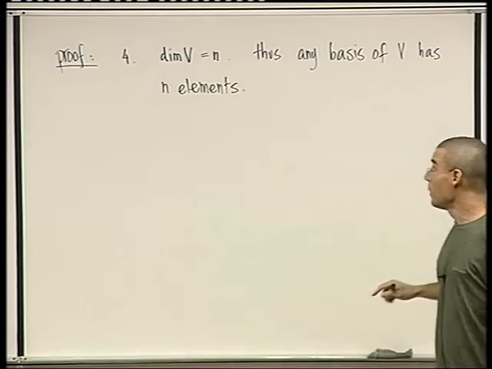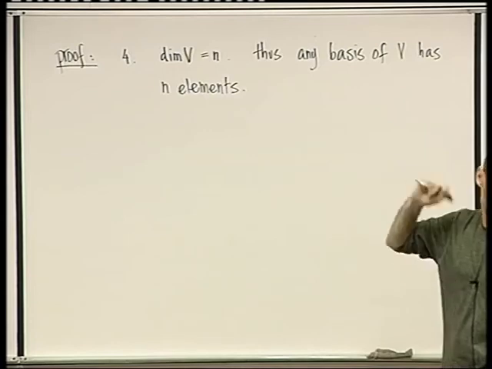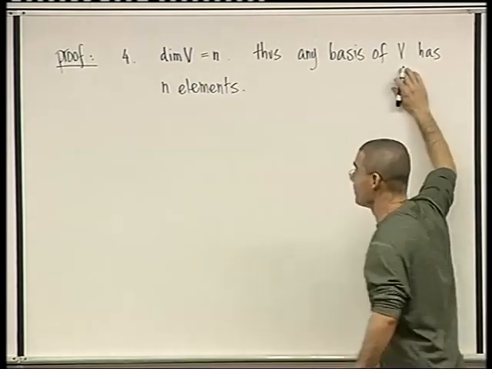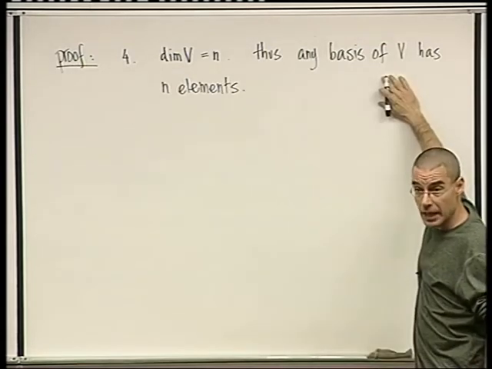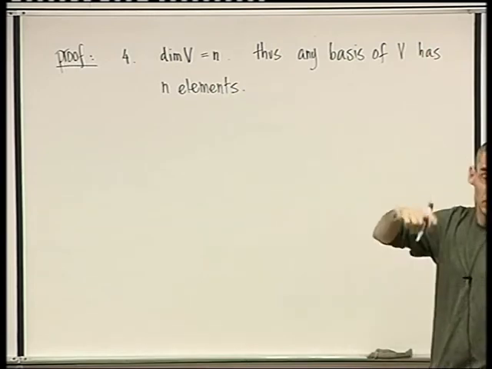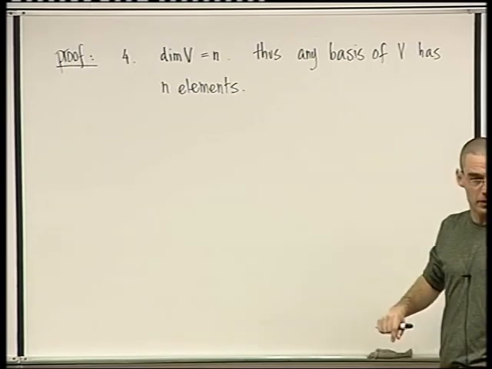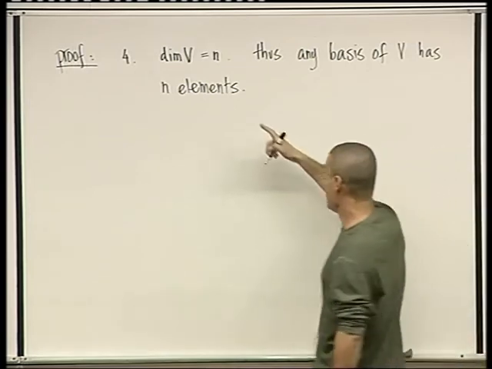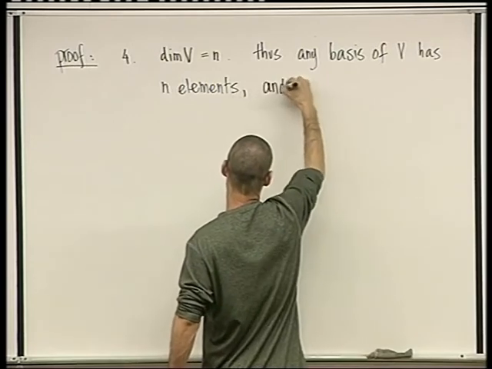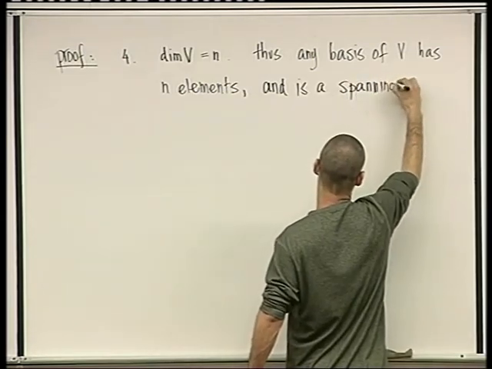Right? Now, any basis is a spanning set, which is also linearly independent, okay? So you took a basis, any basis, it has n elements, and it's a spanning set. By the exchange lemma, any linearly independent set has less than or equal to n elements. Good? So any basis of V has n elements, and is a spanning set, because it's a basis.